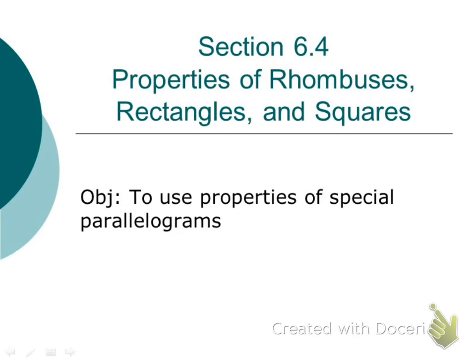Alright, so today is all about 6.4. The title is Properties of Rhombuses, Rectangles, and Squares. I'm assuming you already know a lot about rectangles and squares. The new one might be a rhombus. You've probably heard of it before, but we'll dive a little deeper into all three of them today.